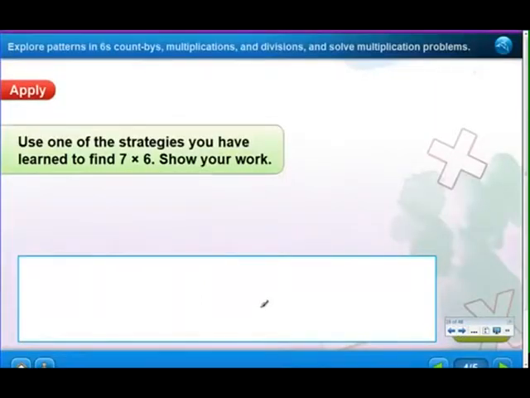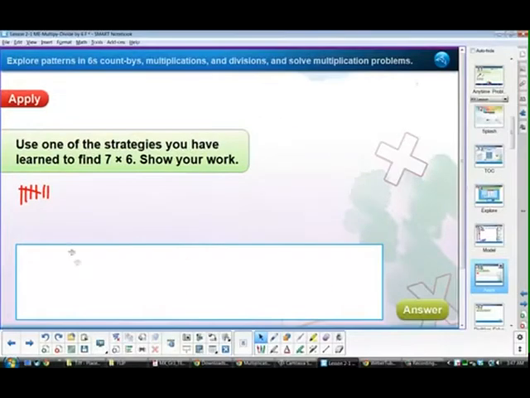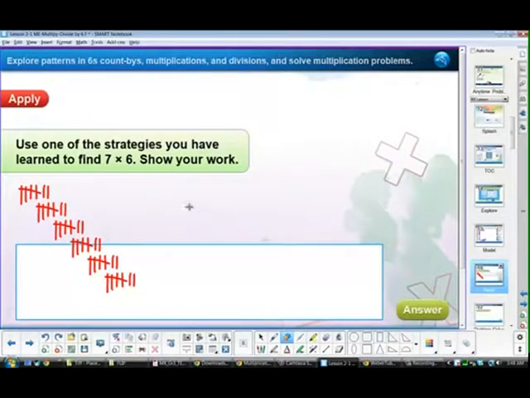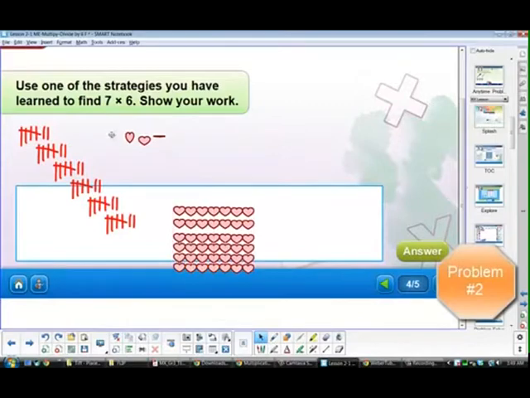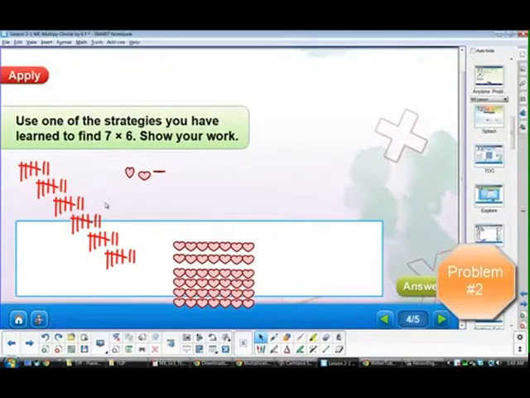Problem number 2. Use one of the strategies you have learned to find 7 times 6. Show your work. So one of the strategies you could use is counting by 1, 2, 3, 4, 5, 6, 7. Group those 2, 3, 4, 5, 6. Count those. Or you could do hearts. Well, let's make it an array. That's even better. Good suggestion. Maybe you have some other ways that you use to show 7 times 6. Make sure you show your work.